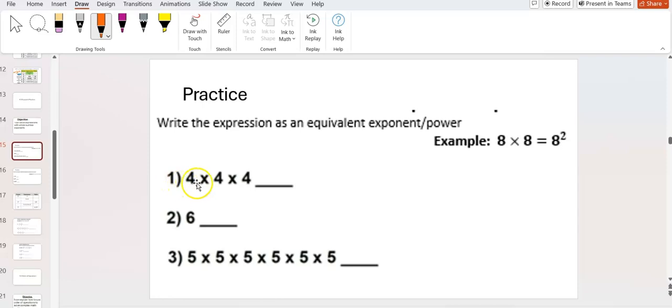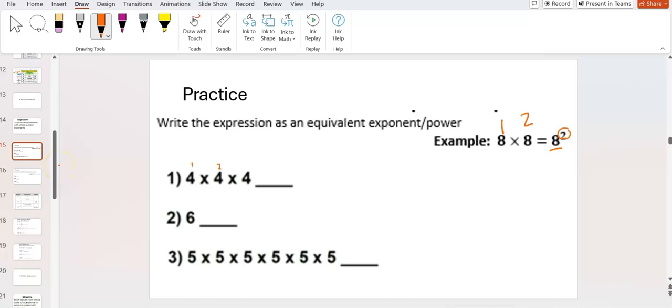So here is our expression, and we're going to do the example first: 8 times 8. What we're going to do is turn this expanded expression into an exponential expression. Because there are two 8s, our base is going to be 8 because that's our factor. And then our exponent is going to be 2 because that tells me how many of that certain number there are. Okay, so let's do some practice here.